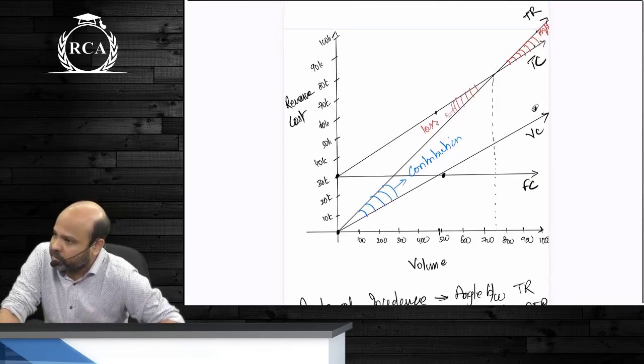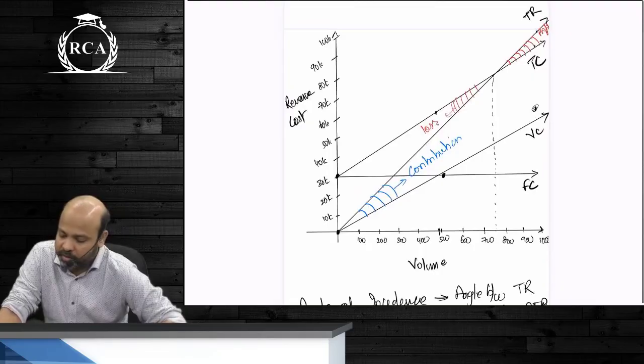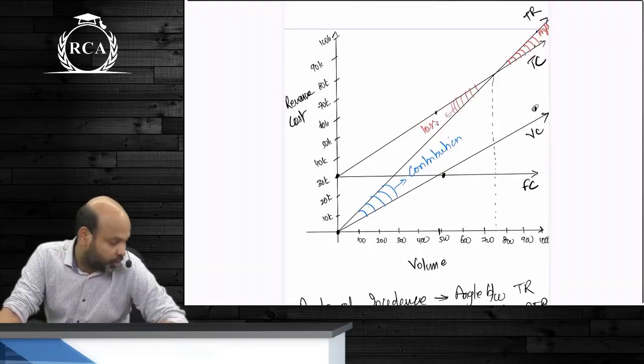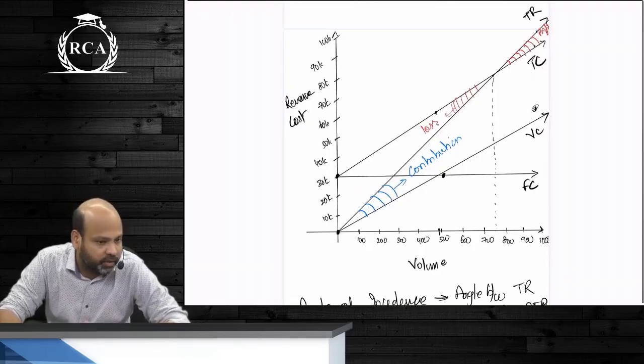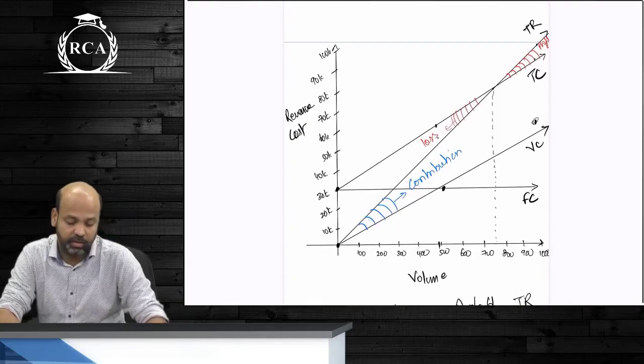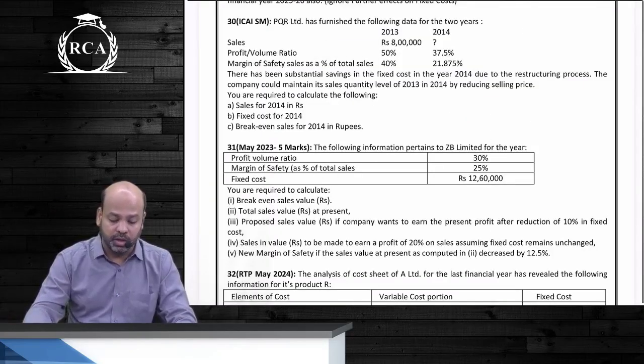Any doubt in this? Sadhya ho gaya beta, this did not come in the examination, but we still have to learn it. Are we clear? This is your break-even chart. Karo beta sab log. Question number 30 guys.